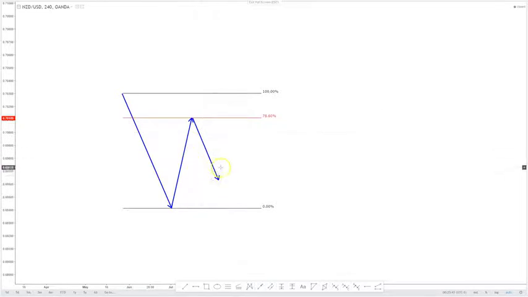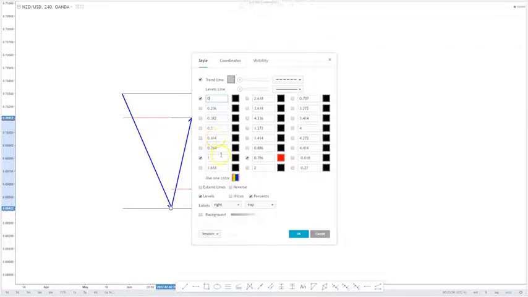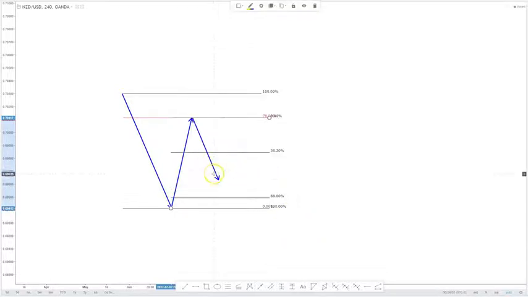This C point can be a 382 all the way up to an 886. So let me do a measurement from low up to the high, and I'm going to add in the 886 all the way up to the 382. So this C point has a range, as long as it does not break the low. If it breaks the low, then it's invalidated. It's not a butterfly.